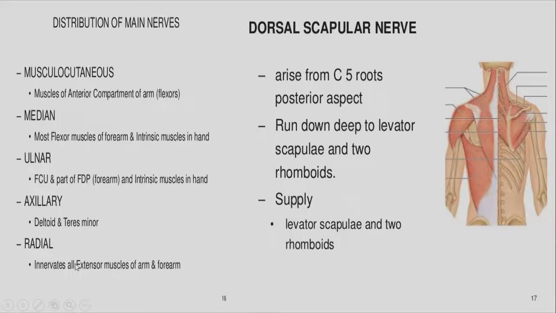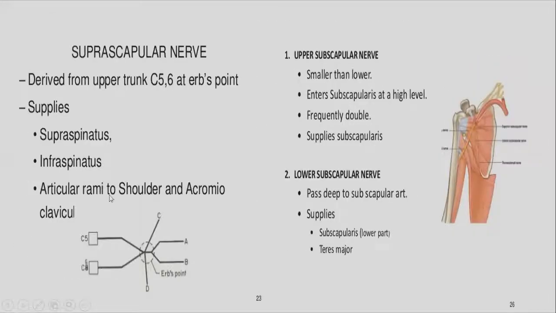The radial nerve innervates all extensor muscles of the arm and forearm. The dorsal scapular nerve, like I said, innervates the rhomboid major, rhomboid minor, as well as the levator scapulae. So these three muscles are going to be innervated by the dorsal scapular nerve. The suprascapular nerve innervates the supraspinatus and infraspinatus.